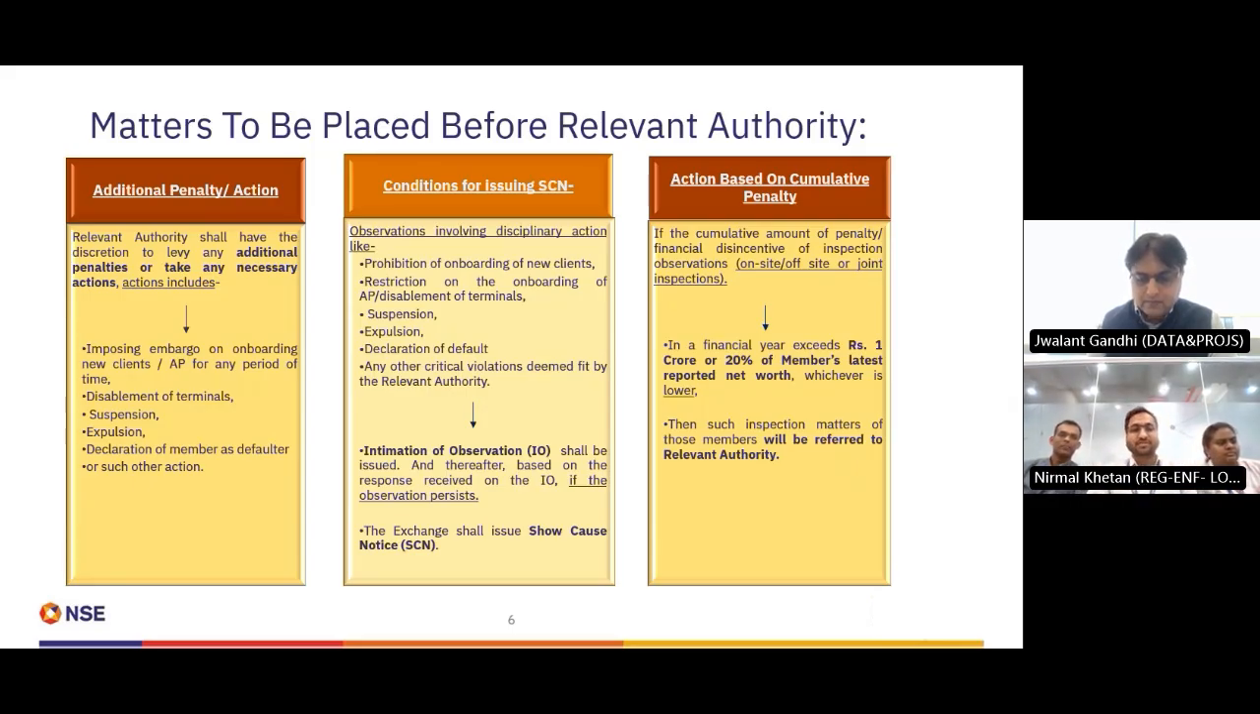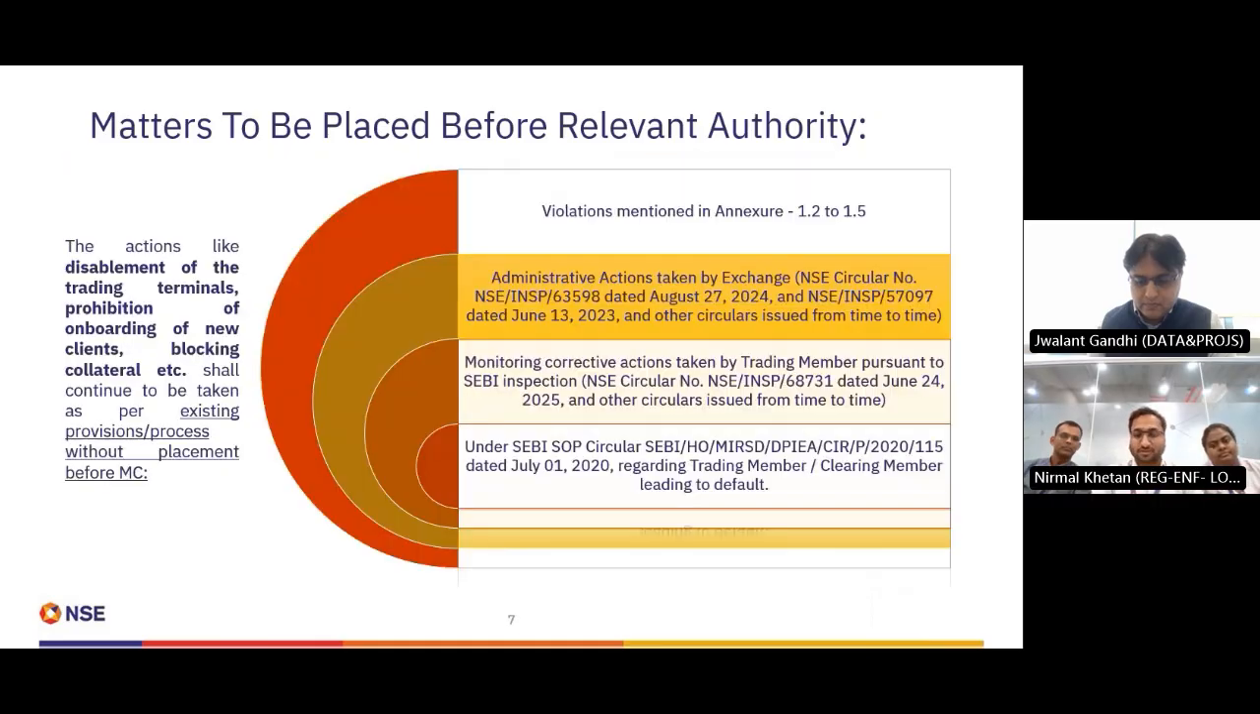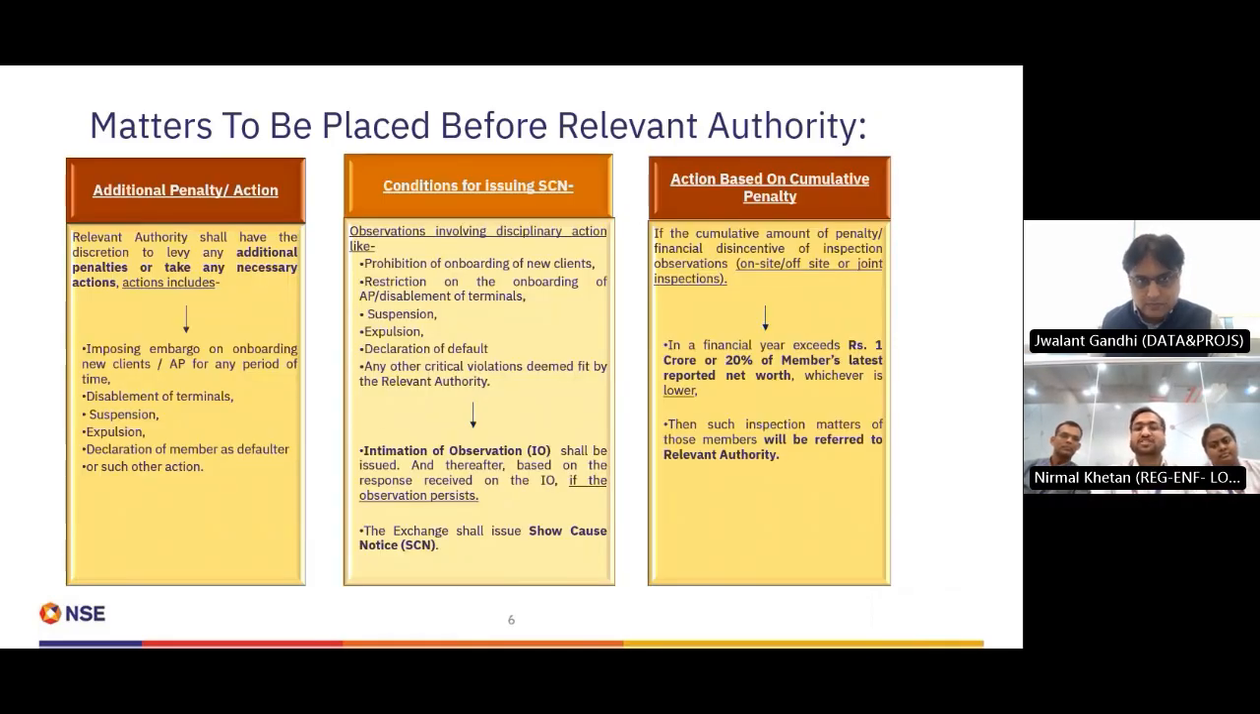So in this, the relevant authority has the power to levy additional penalties for the necessary actions. These actions can be imposing an embargo on onboarding of new clients or AP for any period of time, disablement of terminal, suspension, expulsion, declaration of member as a defaulter, or any likewise action. So these rights still pertain with the MC, and they may, in addition to whatever the prescribed penalty is, levy this additional penalty if they deem it necessary for the case.